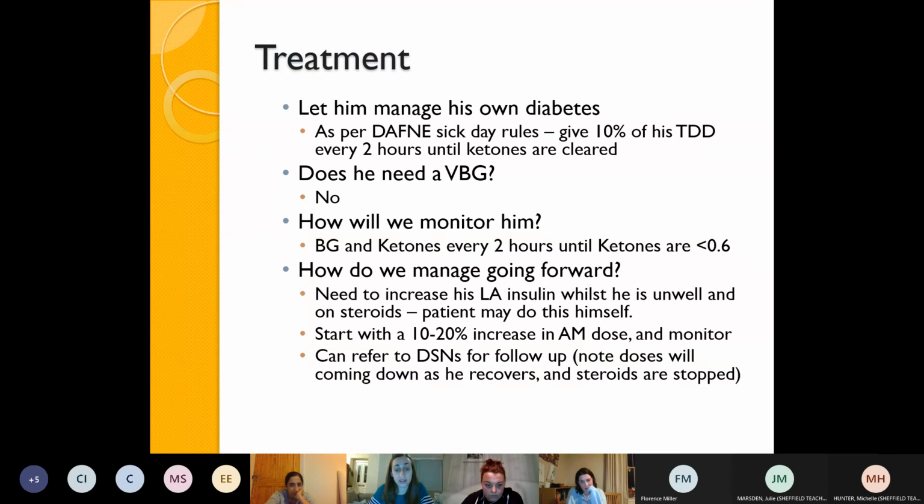And going forward, if we felt like we could, while he's an inpatient, he may well need everything increased. But the most important bit about this is, like you said, refer to the DSNs, because when he's on steroids, everything's going to go up, and then when his steroids stop, everything's going to go down again. So it's a bit of a tricky one. So DSNs are important with this chap.